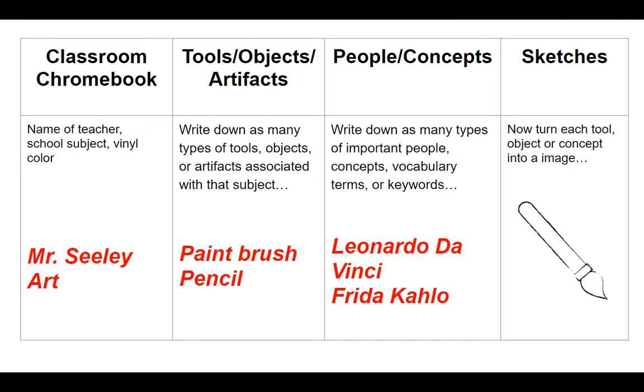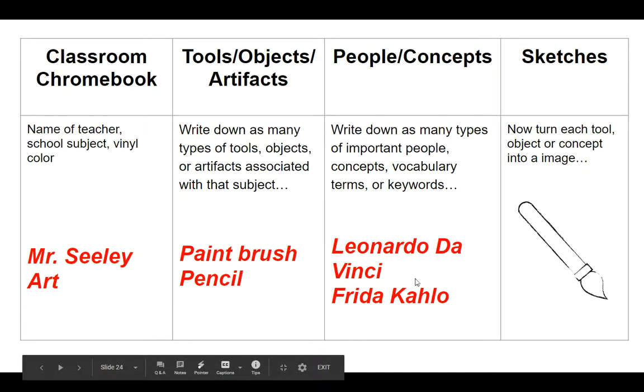Third, you're going to write down as many different types of important people, concepts, vocabulary terms, or other keywords that are associated with that content area. So I think of different artists, I think of different art movements, I think of different locations that are famous and popular, I think a lot of different concepts that are important. So Leonardo da Vinci and Frida Kahlo, just to name a few. Write down as many as you can.